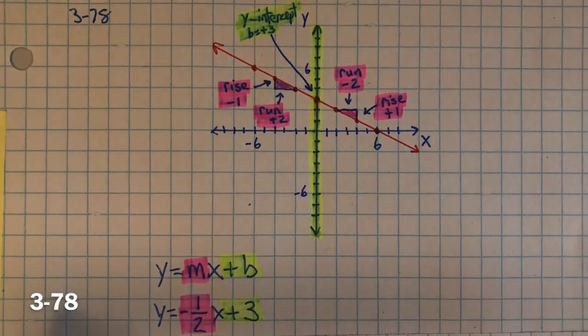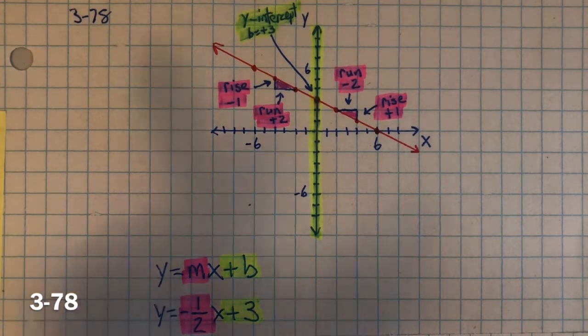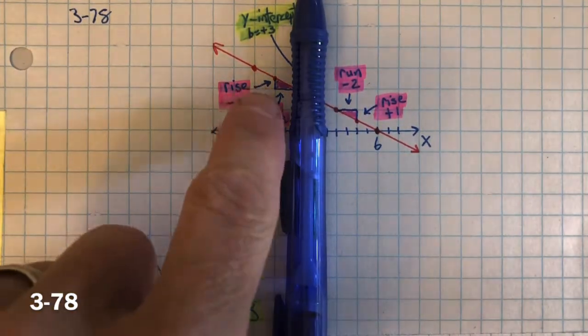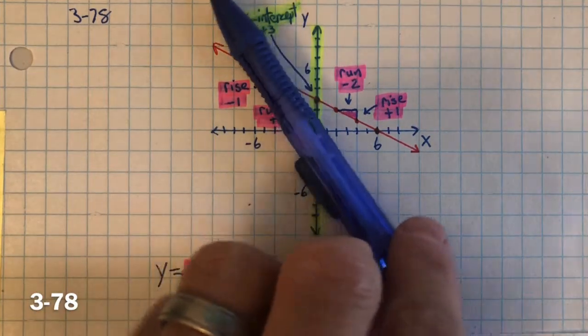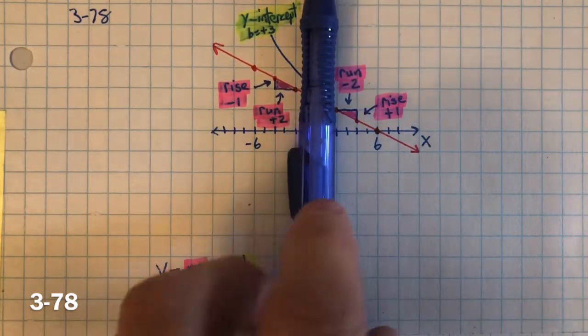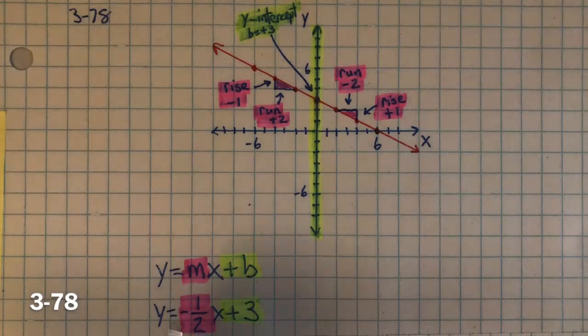For problem 378, you need to use what you know about slope and y-intercept to graph y equals negative 1/2 x plus 3. So I notice that this is a negative slope. When you graph a negative slope, it's going to be sloping towards the negative x's, so it's going to be sloping to the left. If it was a positive slope, it would be sloping towards the positive x's. So this has a negative slope.